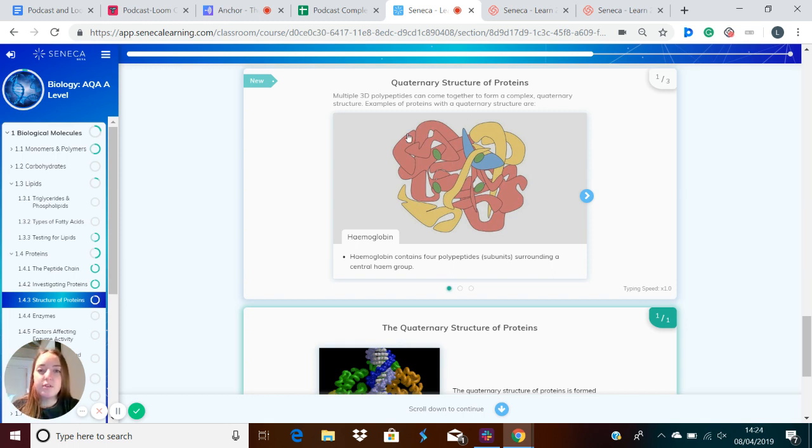Some examples of proteins with quaternary structures are hemoglobin. So hemoglobin contains 4 polypeptide chains surrounding a central heme group, and this heme group contains iron. So hemoglobin is what carries oxygen in our red blood cells in the blood.